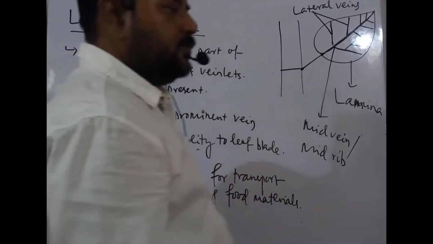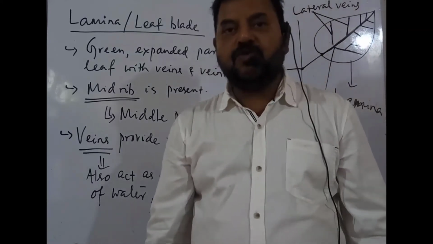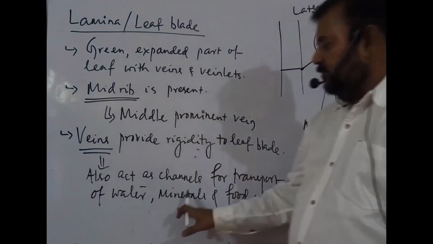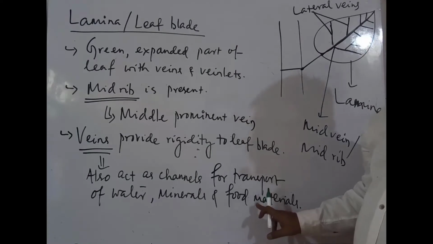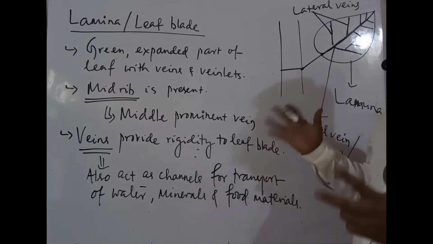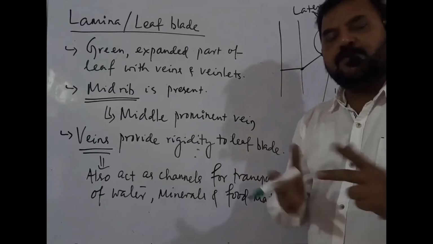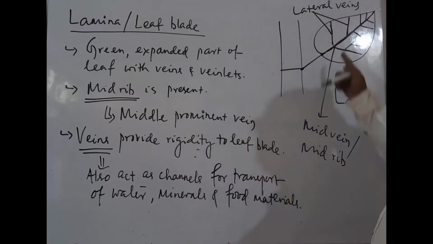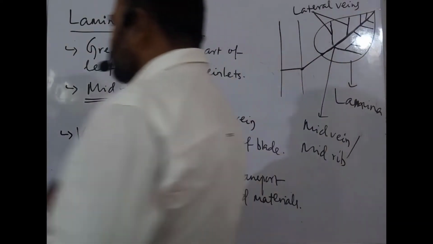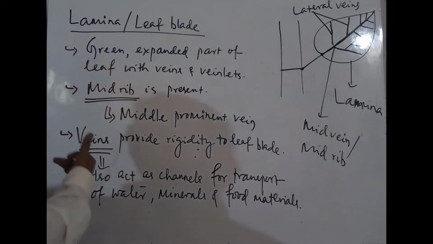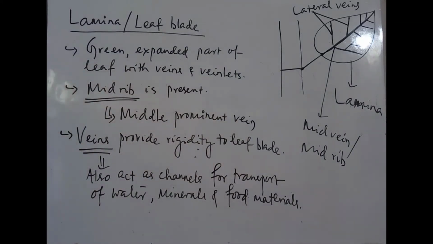So all of you know that xylem conducts water and minerals, and food material is conducted by phloem. And xylem and phloem here are combined or compact to form a bundle that is known as vascular bundle. So vascular bundles are present in this midrib as well as the lateral veins. And as I told you, the size of the vascular bundle varies, and that is directly proportional to the size of the vein. So these act as the channels.